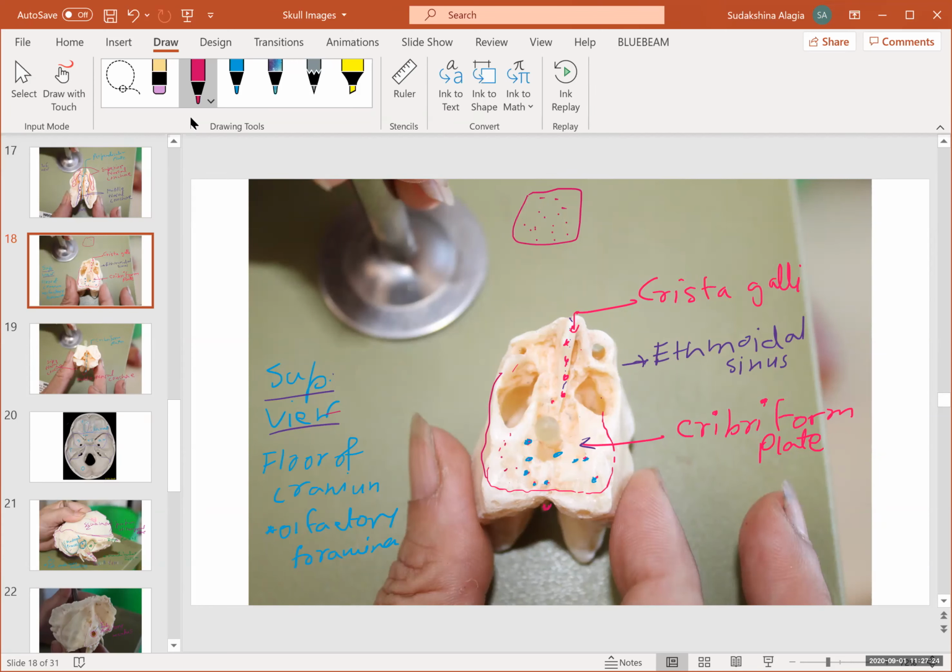Ethmoidal sinus is below the cribriform plate. Cribriform plate is the roof of this sinus. So if you remove this whole thing, we'll be able to see that the structure of the ethmoidal bone is not solid. This is all cavity. We're only looking at a glimpse of that cavity. You know what I'm saying? And the ethmoidal sinus won't necessarily be like two cells, it will be multiple cells underneath the cribriform plate. Yes, that's why they are also referred to as ethmoidal cells. Okay, thank you.